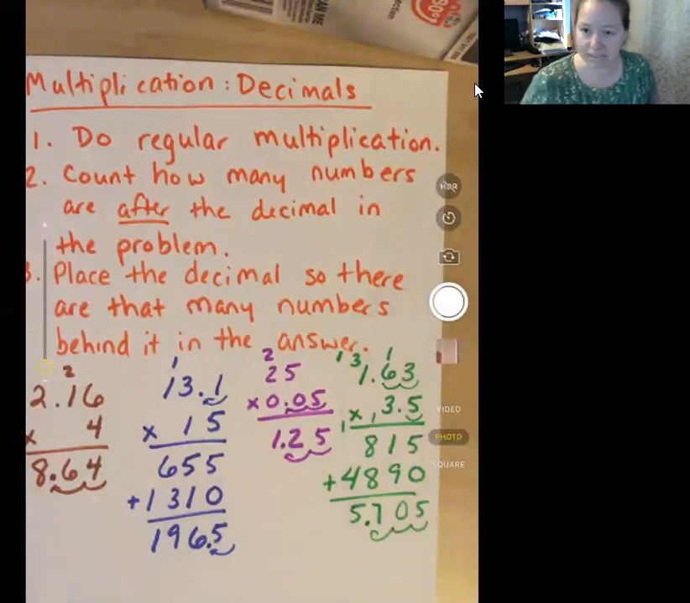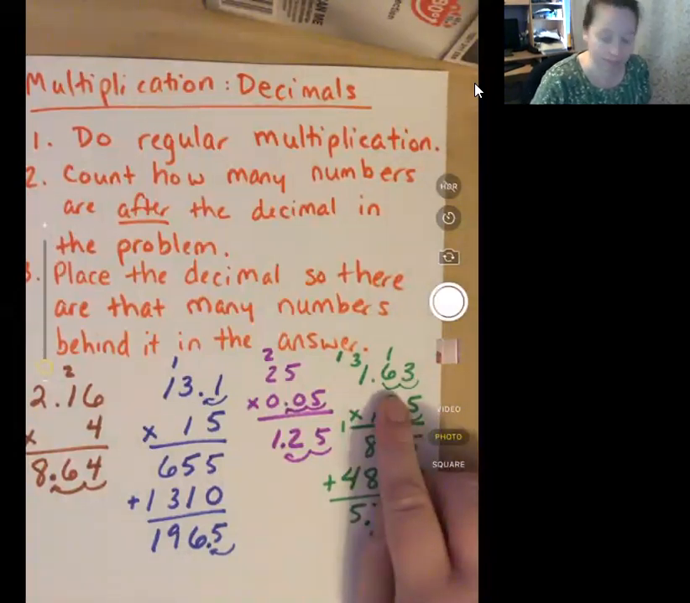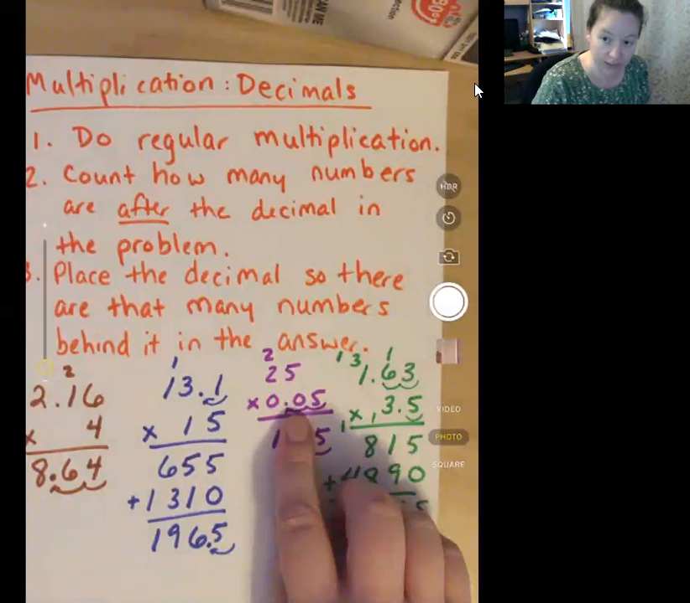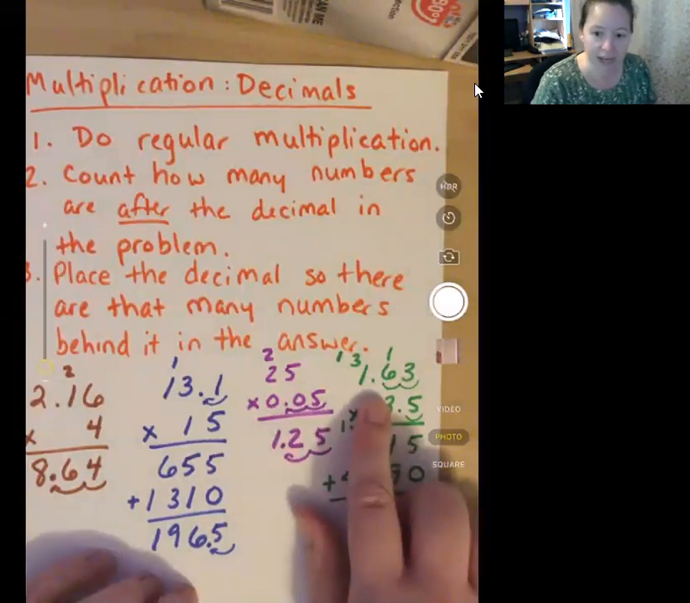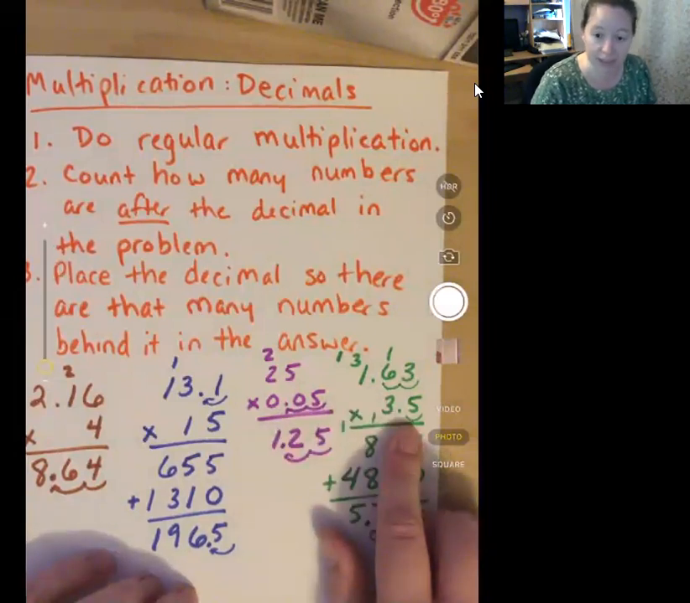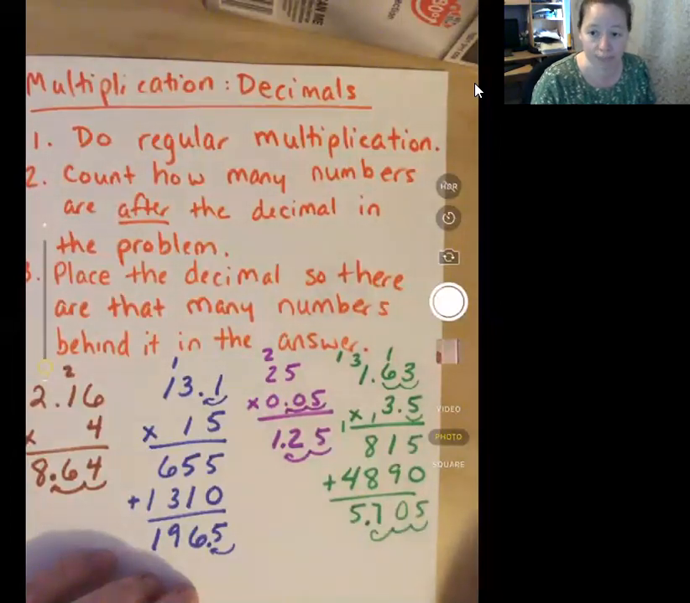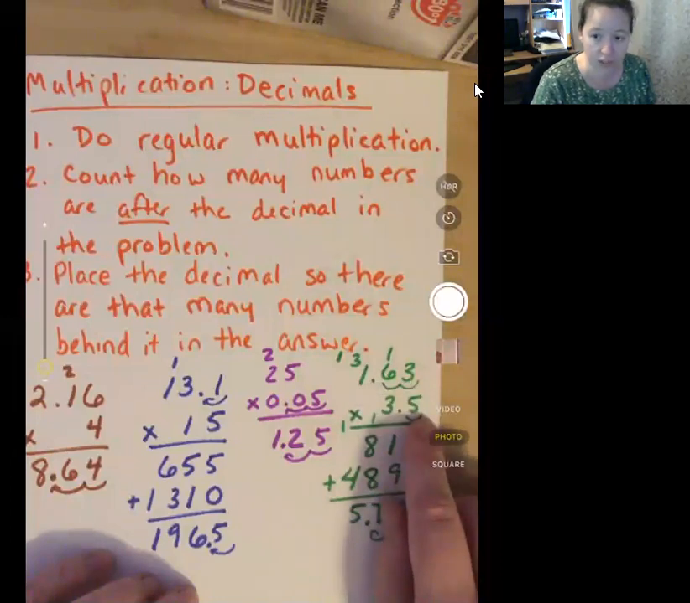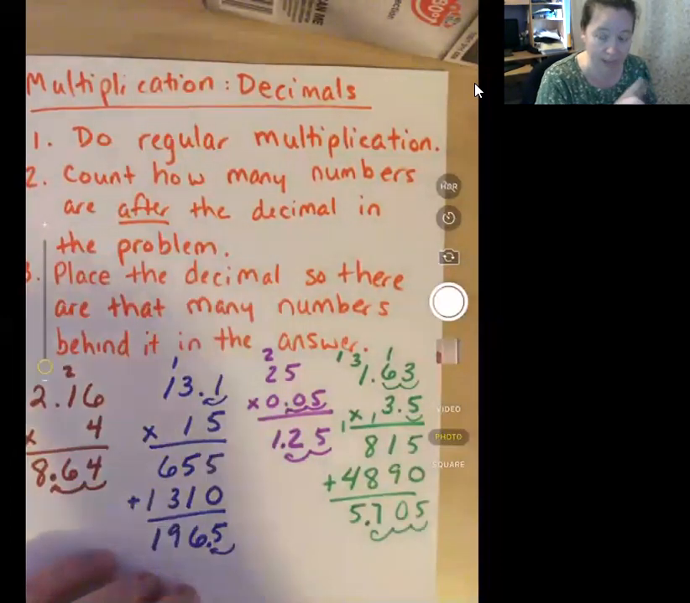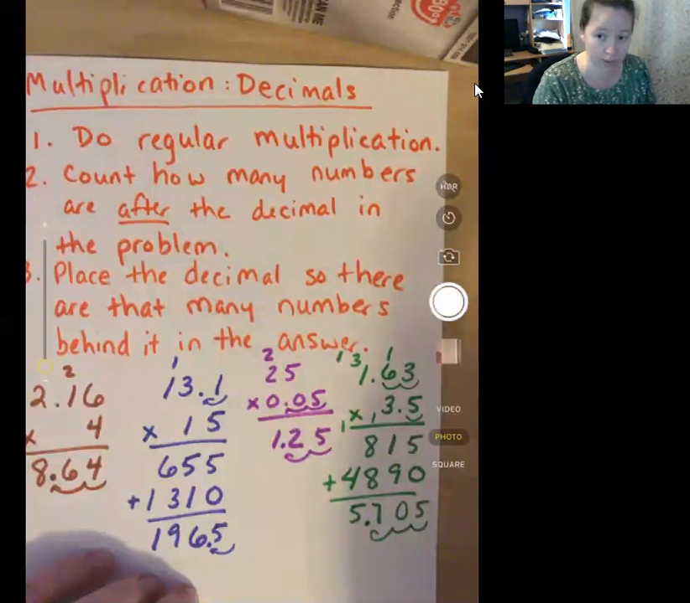Okay? Is this making sense to you? So it doesn't matter if I have zeros in front of it. All that matters is how many numbers I have after the decimal point. It doesn't matter if I have decimals on both the top and the bottom. All that matters is the total number of numbers after the decimal point. You count all of them, both top and bottom, to get it to work.